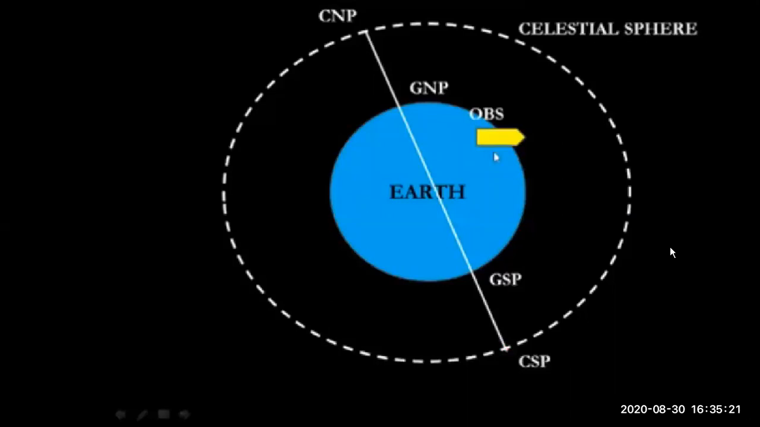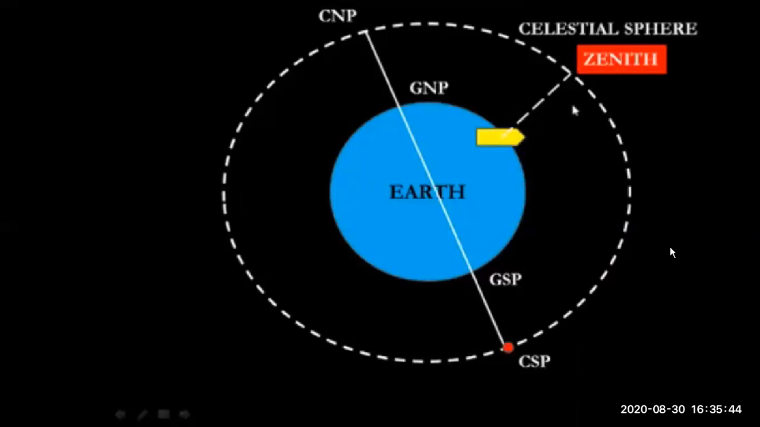To understand rational horizon, we should know what is zenith and nadir. So zenith is basically the point directly above the observer on the celestial sphere. So if you want to define zenith, it is the point right above the observer on the celestial sphere. So this is the definition of zenith.